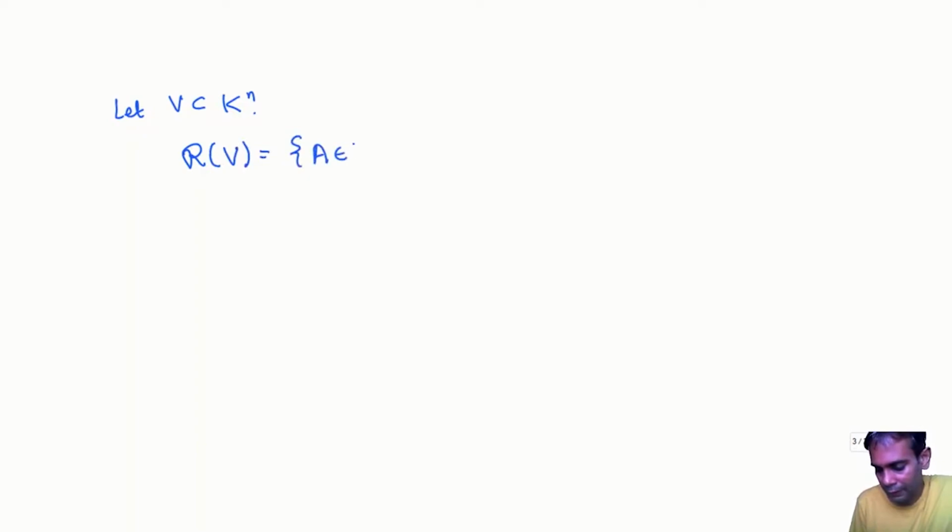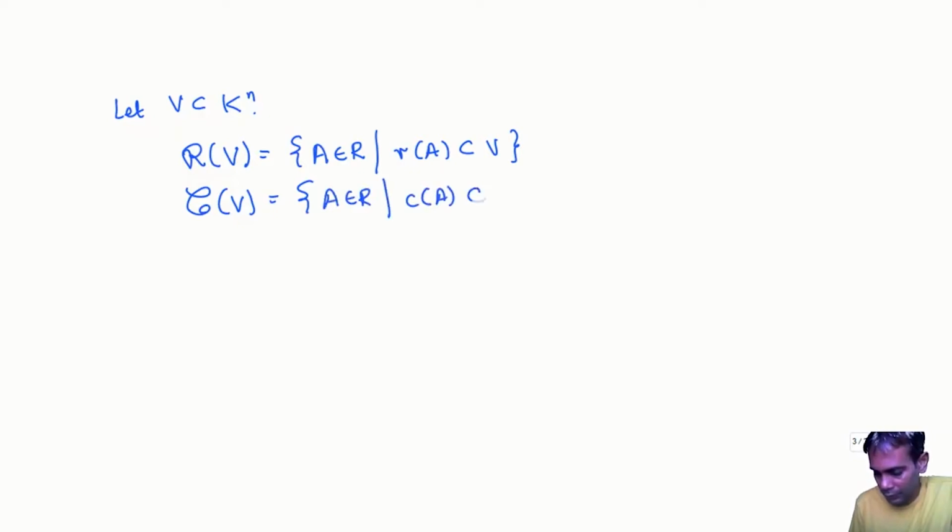So firstly, let me give you a construction of some left ideals and right ideals. Let V be any subspace of K^n, and then we can define two subsets of R. We'll define R(V) to be those matrices A such that the row space of A is contained in V, and we'll define C(V) to be those matrices A in R such that the column space of A is contained in V.